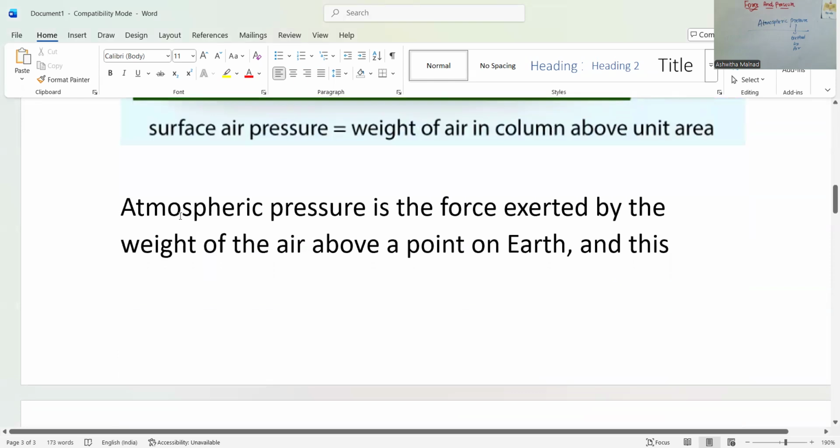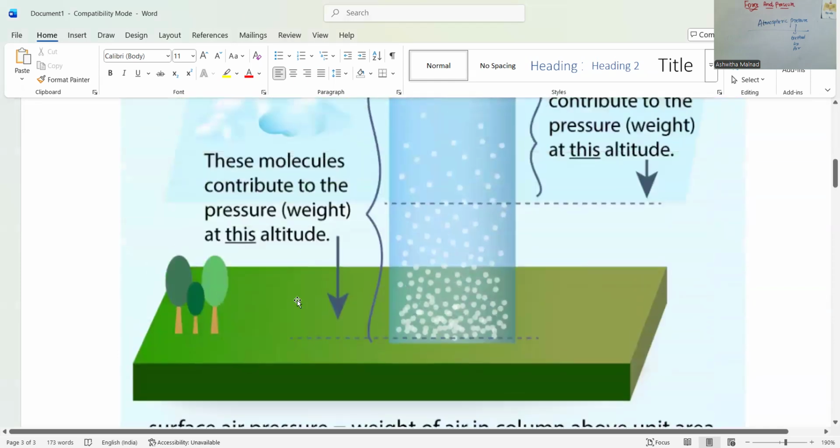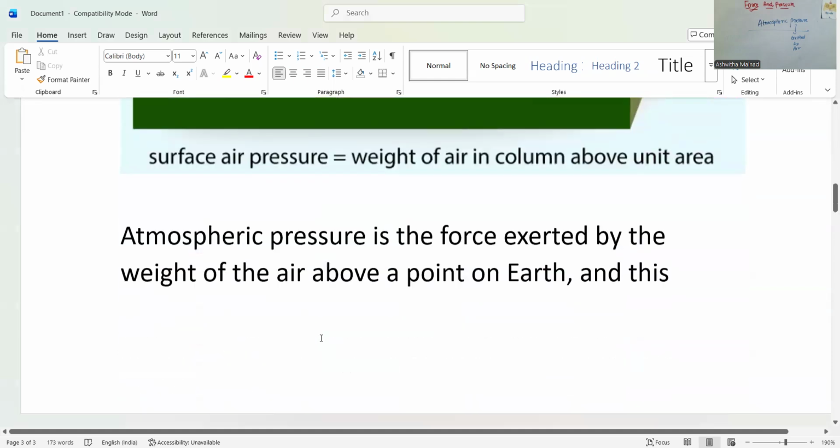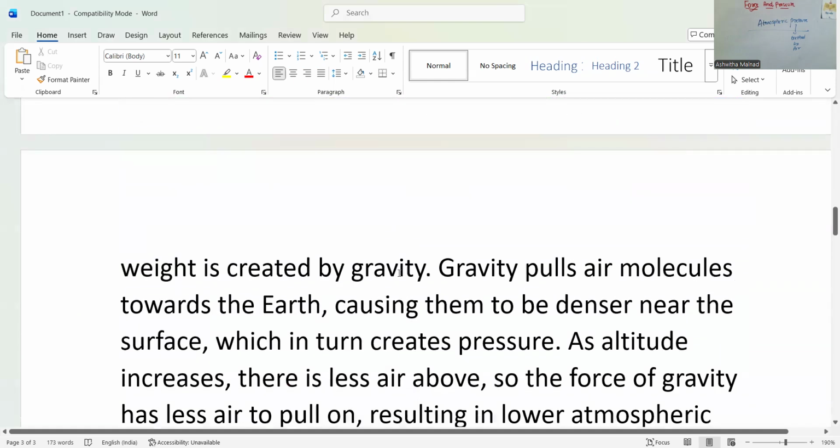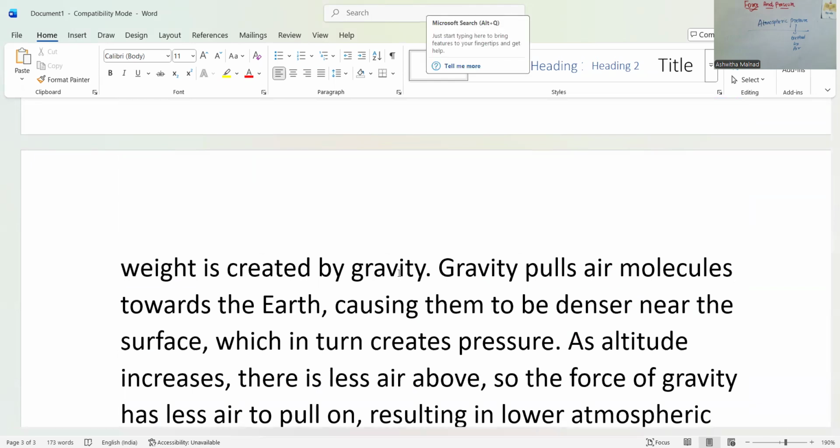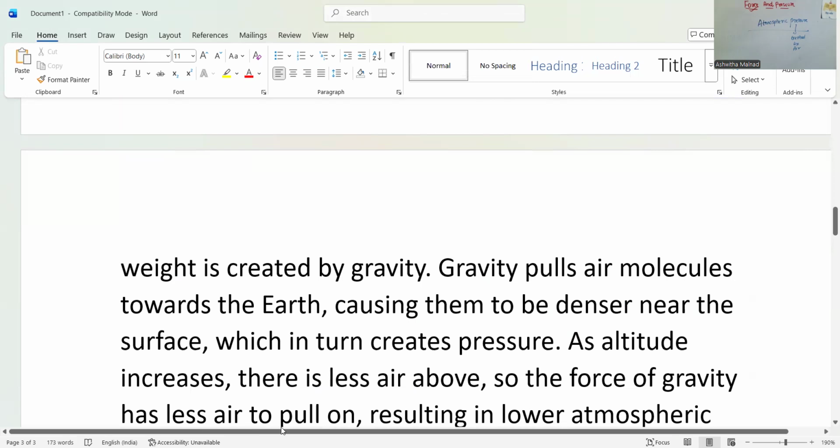Before the rubber sucker, you have to understand that atmospheric pressure is the force that is exerted by the weight of the air above a point of Earth, and this weight is created by gravity. Gravity pulls air molecules towards the Earth. This particular example, remember, gravity pulls air molecules towards the Earth. We can understand with the help of a rubber sucker. Before that, this causes them to be denser near the surface, which in turn creates pressure.